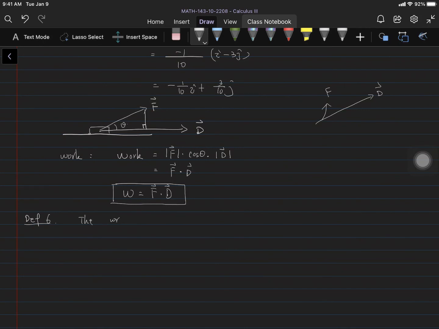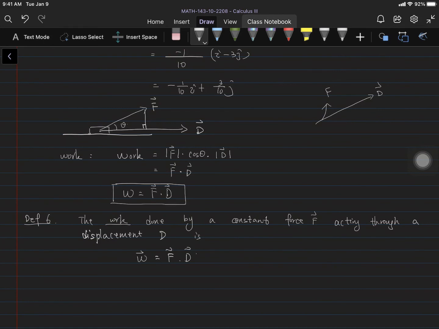The work done by the force, and here it is a constant force. In Calculus 4, you will learn about variable force, like a function, acting through displacement, and the displacement is given by D. Okay, yes, W equals F dot D.